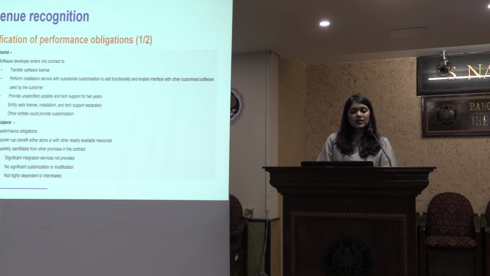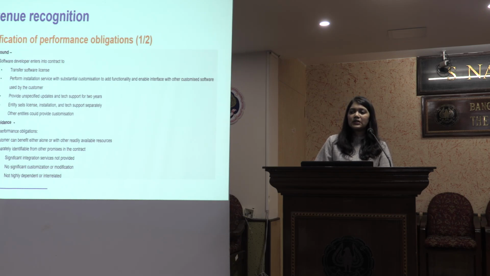So let's say there's a software developer which enters into a contract. Now these are all 5 promises in the contract. One is transfer of software license, perform installation service with substantial customization to add functionality and enable interface with other customized software, provide unspecified updates and tech support for 2 years. And the other thing which is given is that the entity sells these license, installation and tech support separately also, and the other entities can also provide customization.